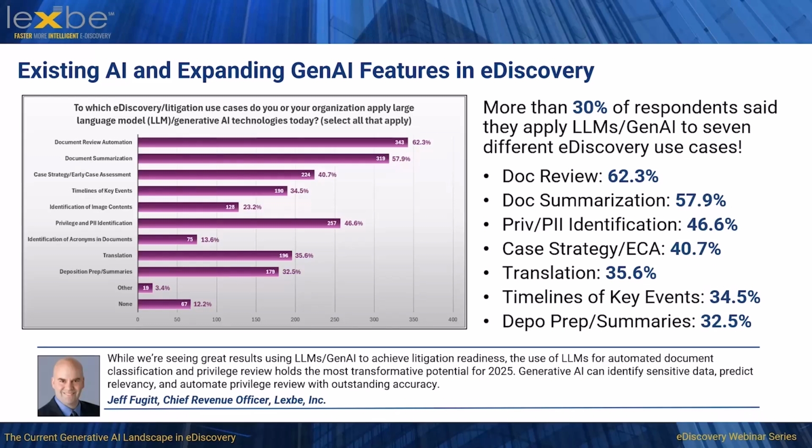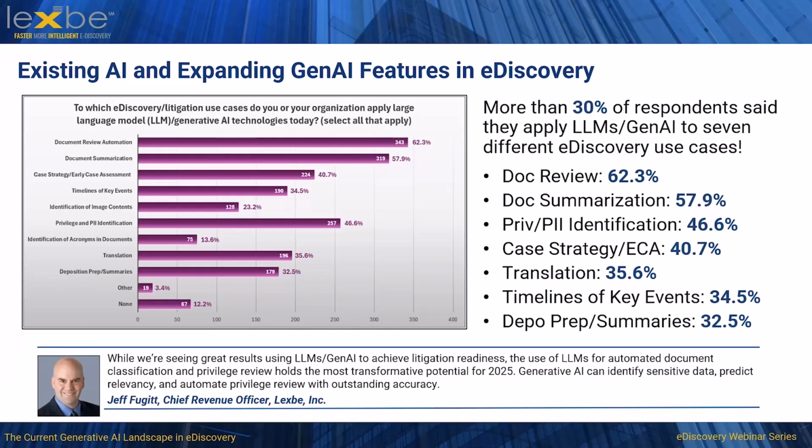And then you see a few others that are not that far off the 30% mark. One example is identification of image contents. So, while people aren't necessarily applying these use cases in a high percentage of actual litigations or investigations just yet, they are using them, and they're getting comfortable with applying generative AI to several different eDiscovery use cases. So it's clear that generative AI technology is not just for document review.